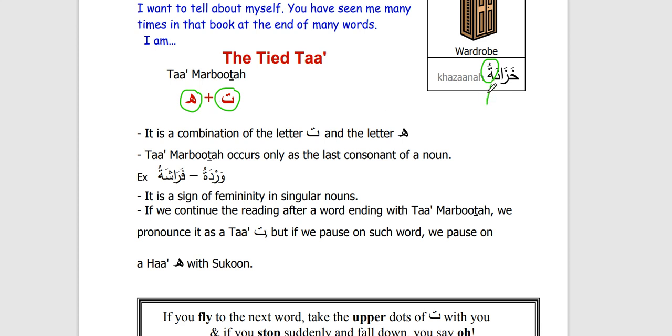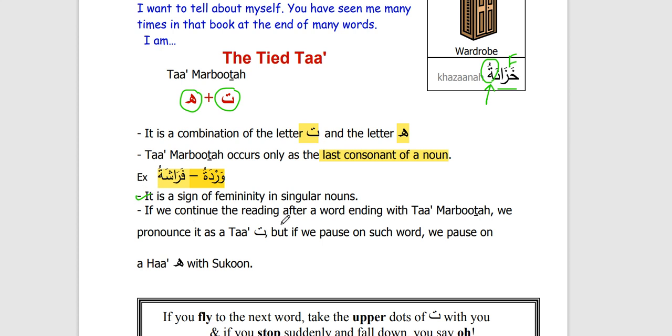What are the details about ta marbuta? First of all, it is the sign of femininity. The moment you see the ta marbuta with the noun, it tells you that it is a feminine word. And ta marbuta always comes at the end of the word. This is very important. For example, warda means rose or flower. Farasha means butterfly or the insect that flies, such as moth also. And it is the sign of femininity, number one here, as I told you.